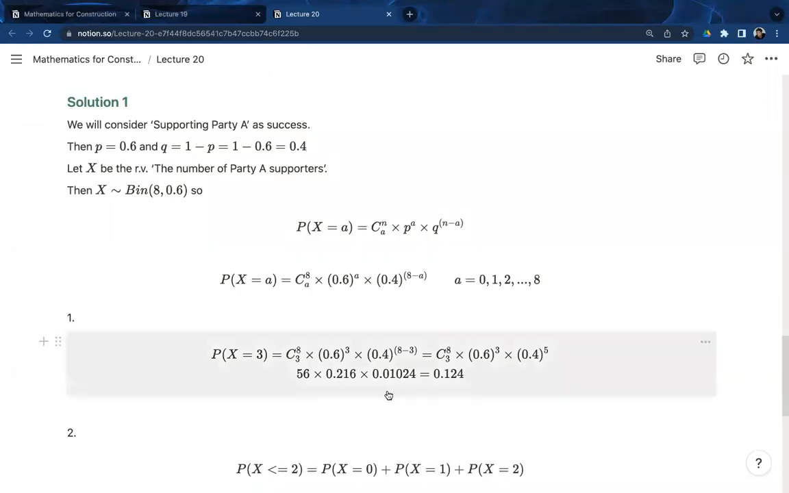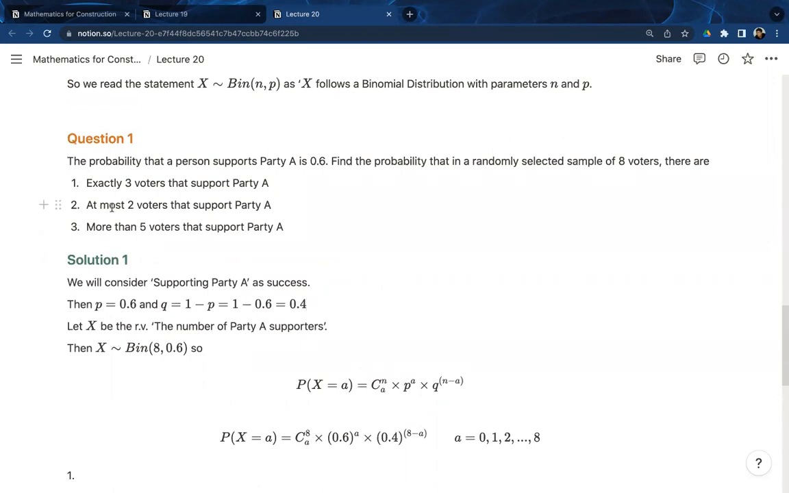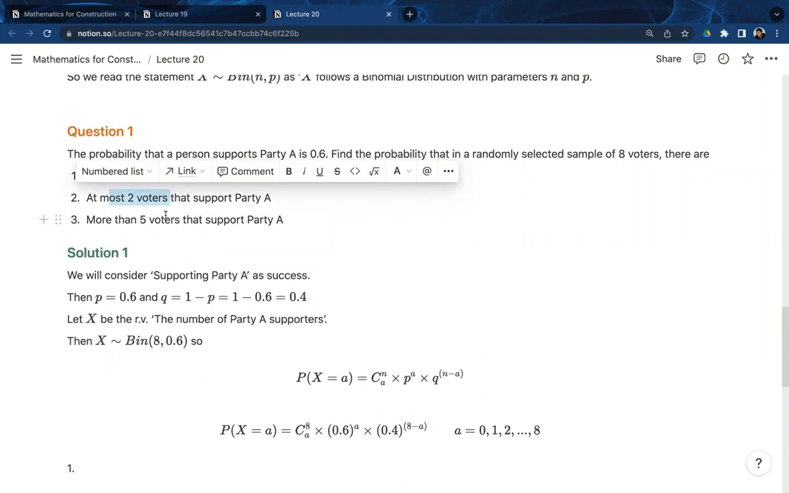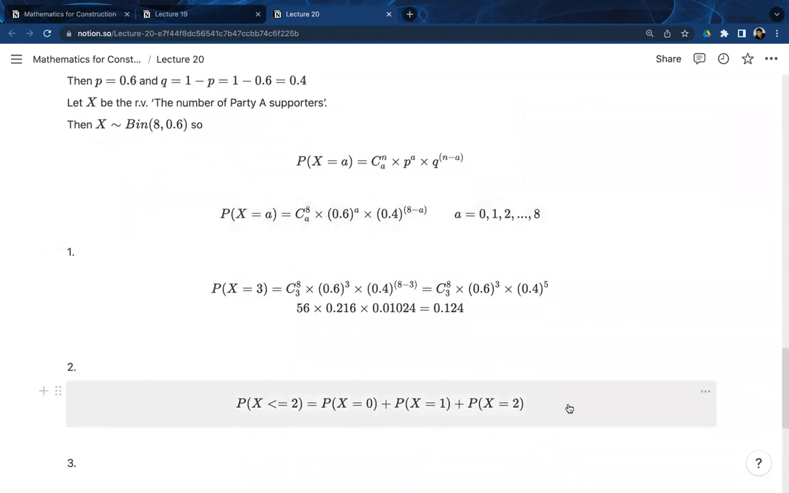So they say at most 2 voters. At most 2 means 0, 1, or 2, right? So 0, 1, or 2 is this probability here. This is the probability that 0 voters support the party, there's 1 of them, and this is 2 of them. They can't happen at the same time, so they're mutually exclusive. So "or" means you just add them. You have no intersection.